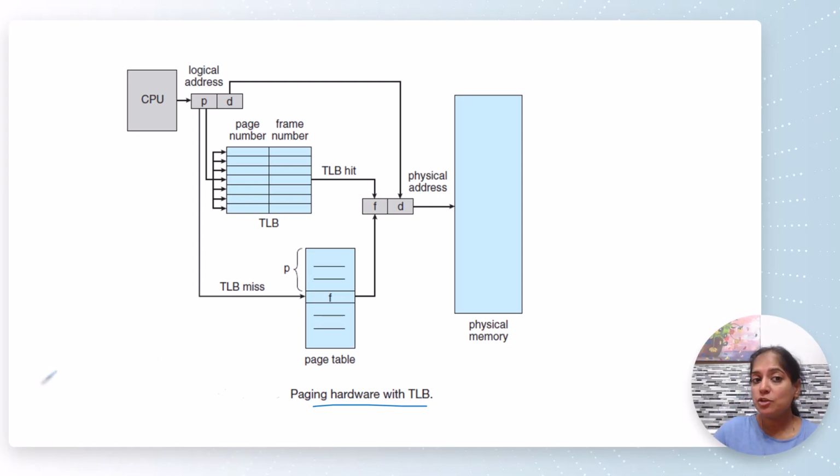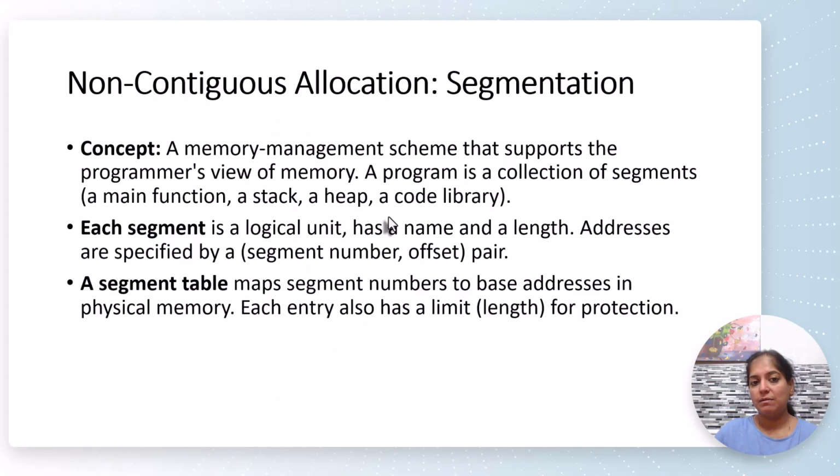So CPU generates a logical address. First of all, we check whether this page number is in the TLB or not. If it is, that means if it is a TLB hit, we directly get the frame number and the physical address is generated. If the page number is not found in the TLB, which means it is a TLB miss, then we go to the page table, find out the corresponding frame number and update the TLB.